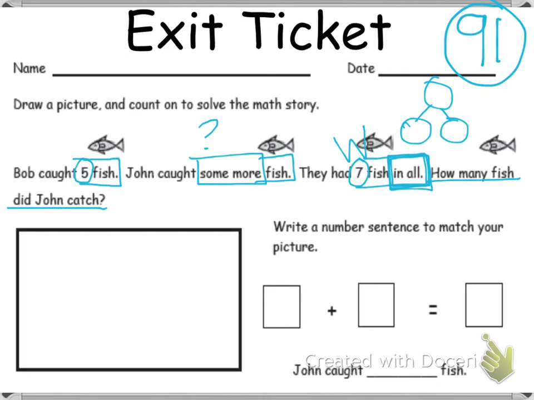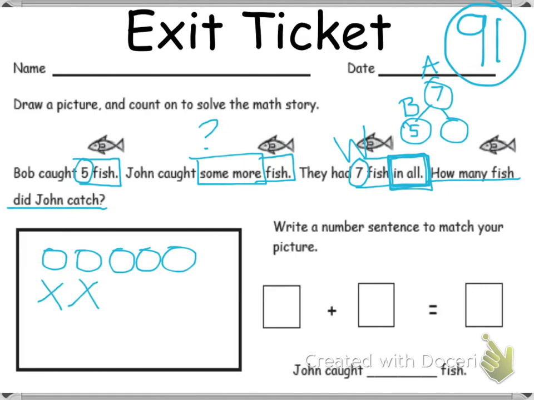All right, so now that you solved it, let's check our work. So we know that 7 is our whole. That's how many they had in all. Let's talk about an A for all. We know that Bob had 5 fish. I'm putting a 5 in there and a B for Bob. So remember, the first way you could have done it was you could have drawn the part they gave you, which is 5. And then you count on until you get to 7, which will give you how many John had. So 5, 6, 7.